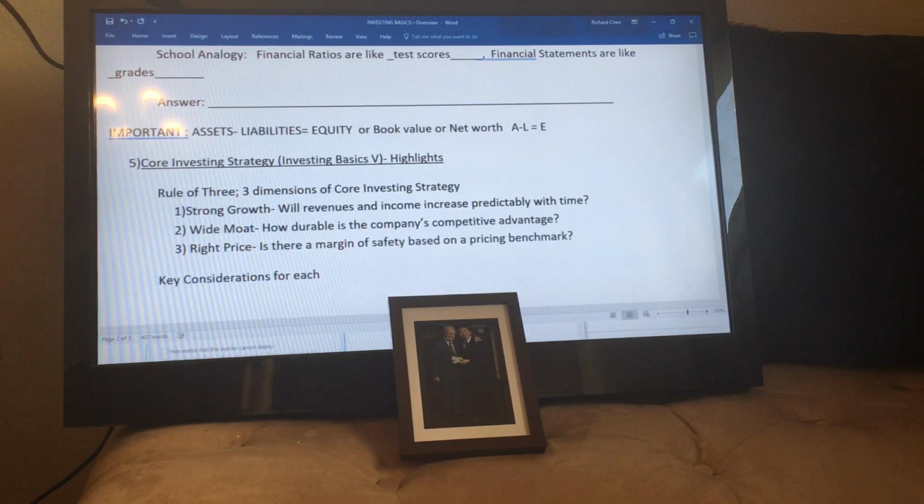Okay. So rule of 3: 3 dimensions of core investing strategy. If you can follow this rule of 3, and you know it really well and focus, I think you'll have the basics for investing success. So first we look at strong growth.